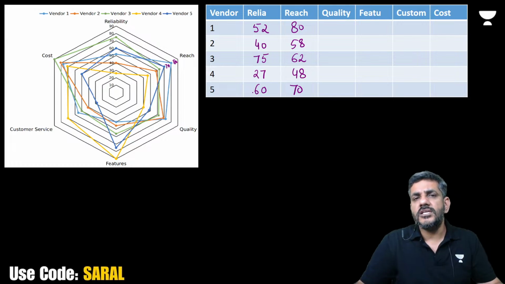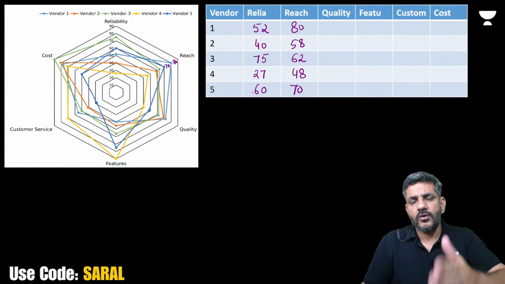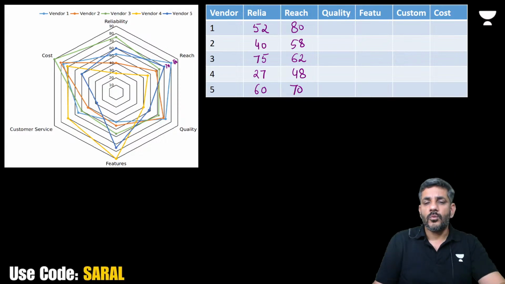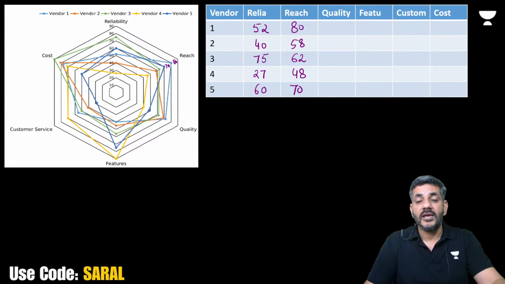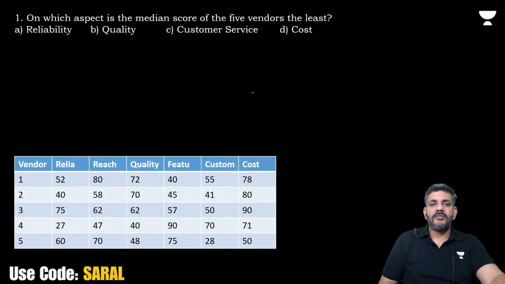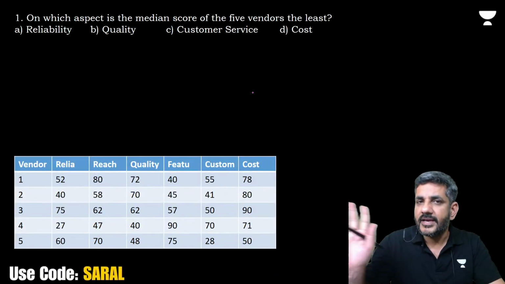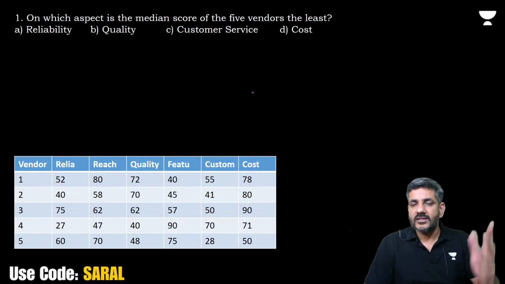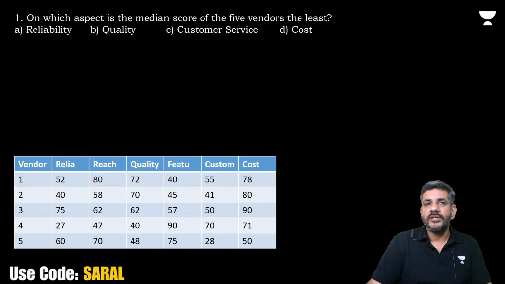Once we write all these values, our job is done. Write it for quality, features, customer service, and cost as well. And once all of that is there with us, we can answer this question fast. So I've already made this table and written all the values, and I don't need the graph anymore. So I'm not putting that graph anywhere. Let's start doing the question.